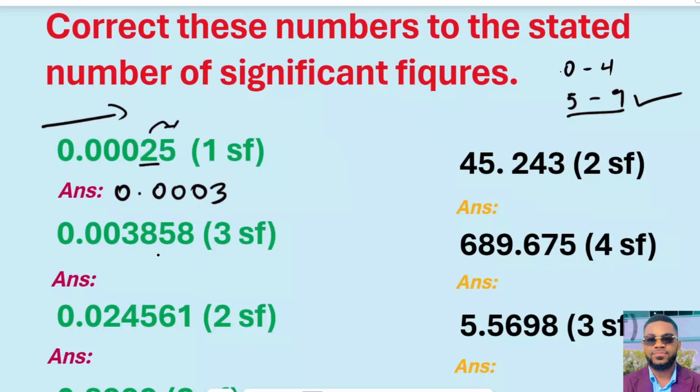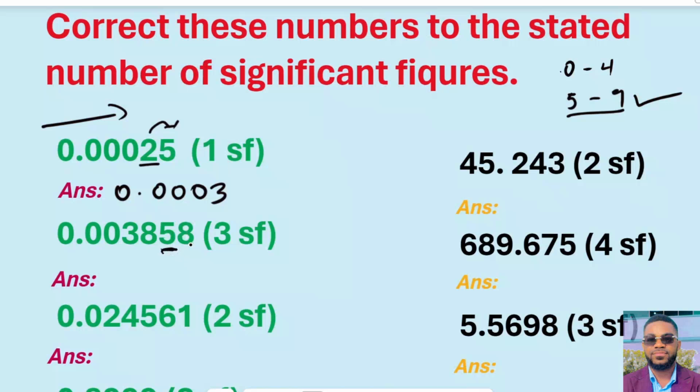Let's move on to the next one, which is 3 significant figures. So let's look at our third significant figure. But before that, the first significant figure is going to be 3, obviously, because that's the first non-zero number from left to right of this particular number. So this is first, second, third. So that will land here.